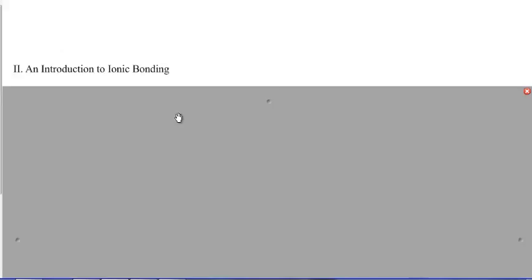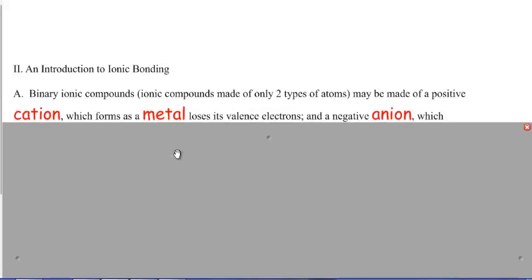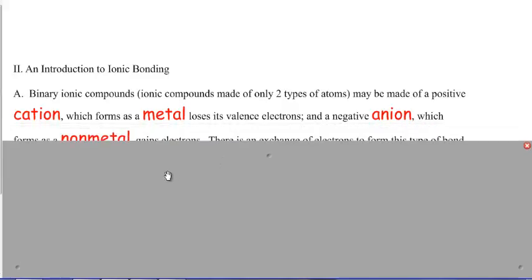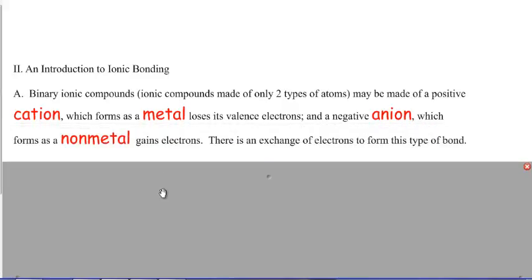So now we're going to start with some bonding. We're going to start with ionic. Binary ionic compounds just means that it's an ionic compound with 2 elements, or 2 types of atoms. They're made up of a positive cation, which comes as a metal loses its valence electrons, and a negative anion, which forms as a nonmetal gains electrons. There's an exchange of electrons to form this type of bond, or a lot of times you'll hear me use the word transfer of electrons. The metal transfers its electrons to the nonmetal.